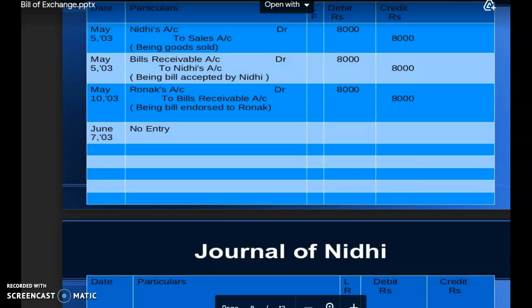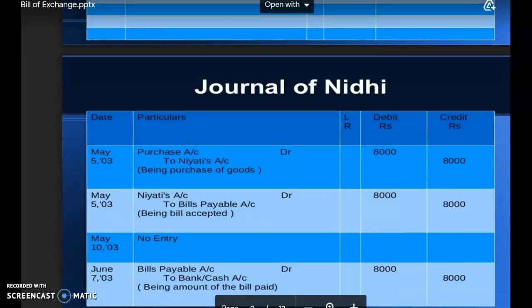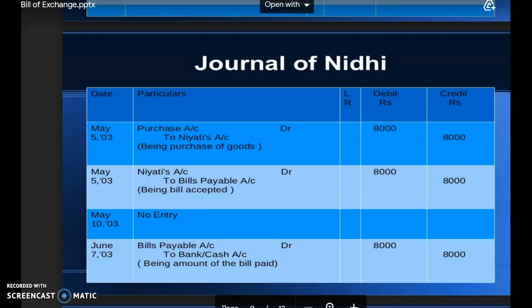So BR account will be debited, and from whom is she receiving? She is receiving from Niti. So she will credit Niti's account. In the endorsee's books, that is in the books of Ronak, the entry will be BR account debit to Niti account with rupees 8,000.